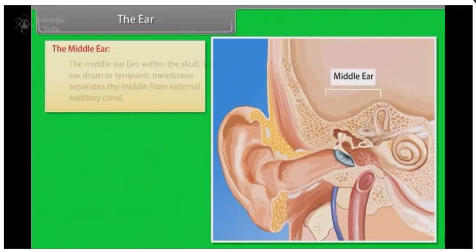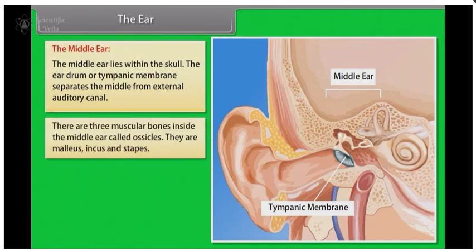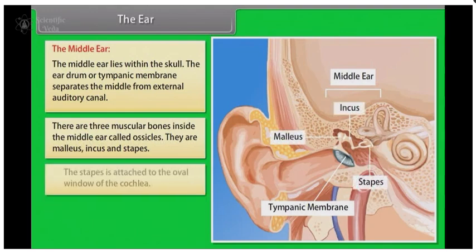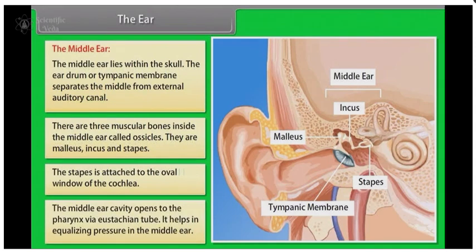The middle ear. The middle ear lies within the skull. The eardrum or tympanic membrane separates the middle ear from the external auditory canal. There are three tiny bones inside the middle ear called ossicles. They are the malleus, incus, and stapes. The stapes is attached to the oval window of the cochlea. The middle ear cavity opens to the pharynx via the eustachian tube. It helps in equalizing pressure in the middle ear.